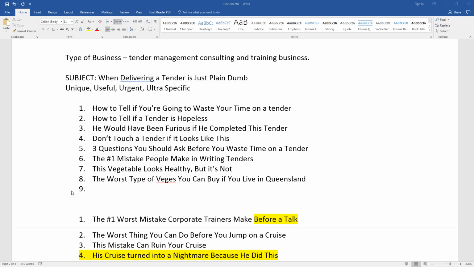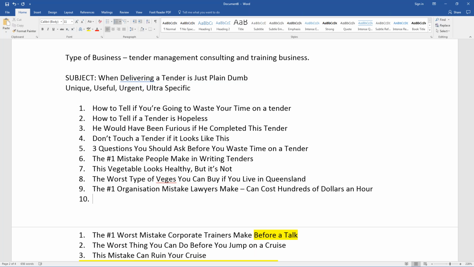So we've got legal management. Karen said legal practice management software. So from a legal practice management software position, we could say something like, the number one organisation mistake lawyers make can cost hundreds of dollars an hour. And once again, what do you see with all these? It's all curiosity. You need to know. In order to know, you've got to click through.